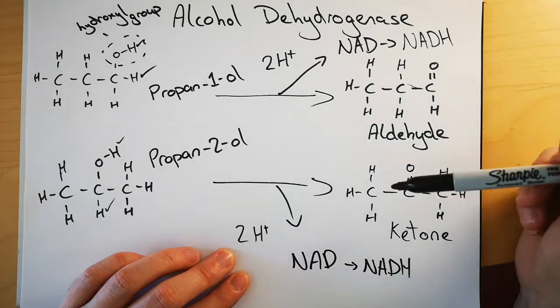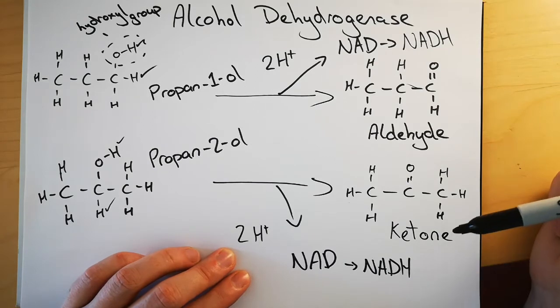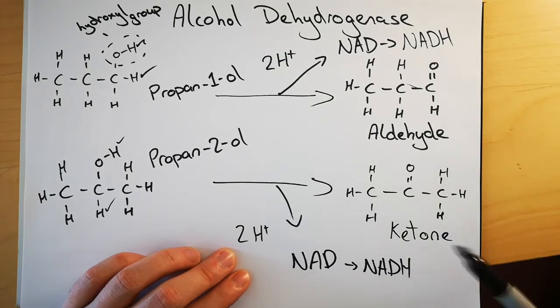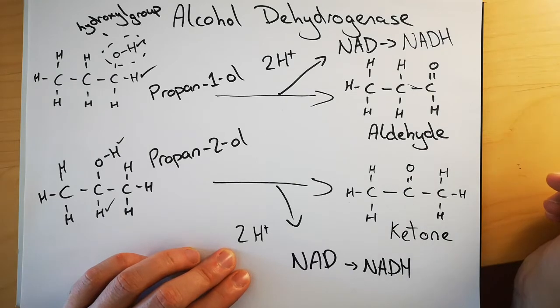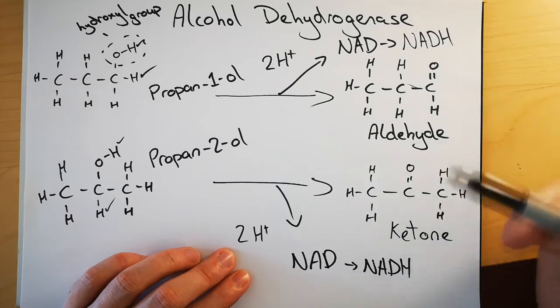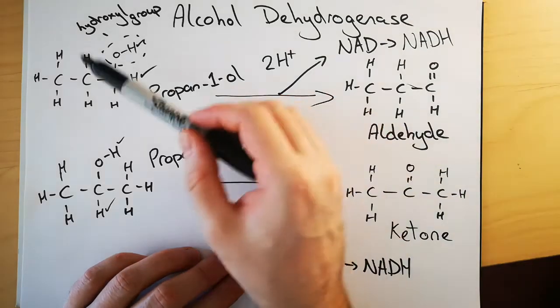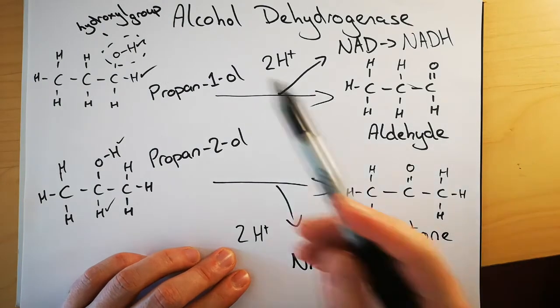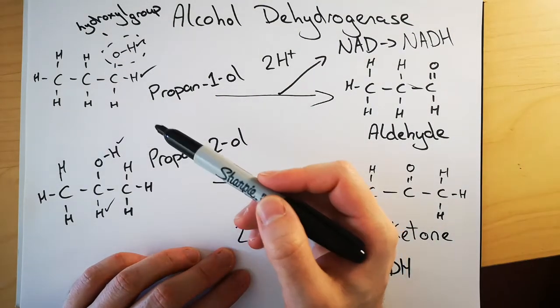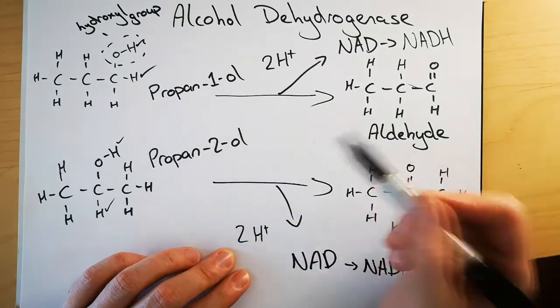With a ketone, it's not on an end carbon. If you've got a really long hydrocarbon, it could be on any carbon apart from one of the end carbons. So, in terms of the language that we're going to be looking at, this is a hydroxyl group, that's an aldehyde, that's a ketone.